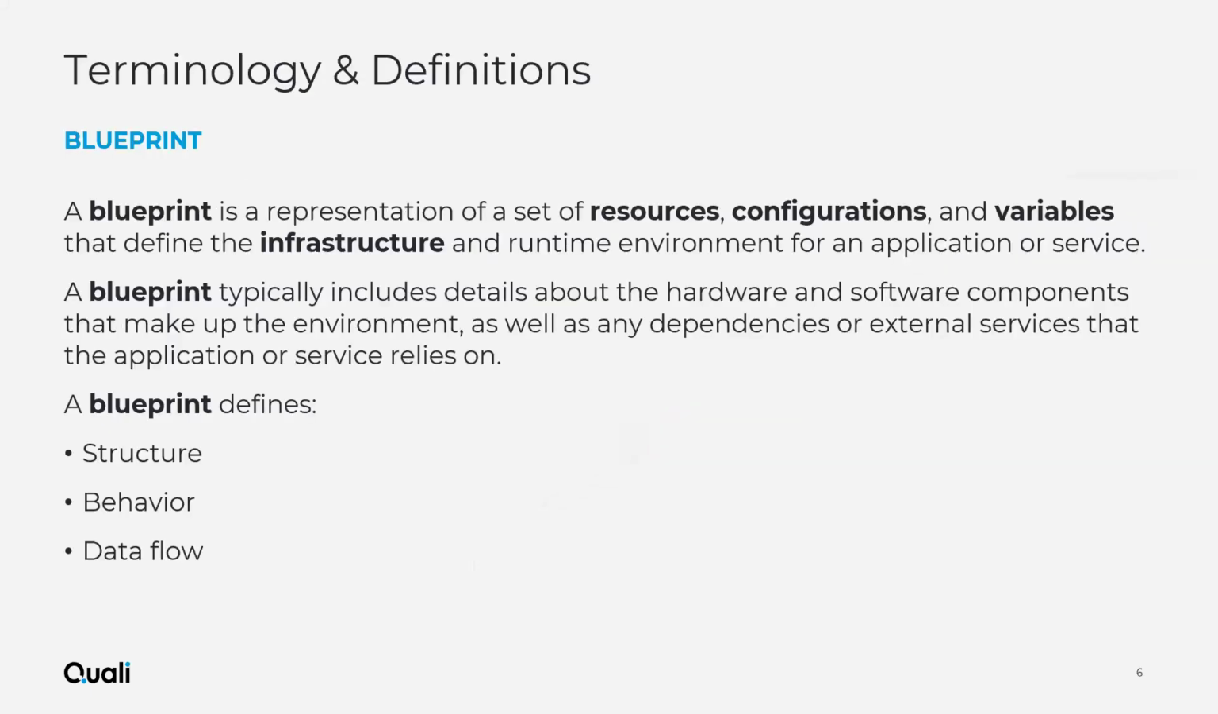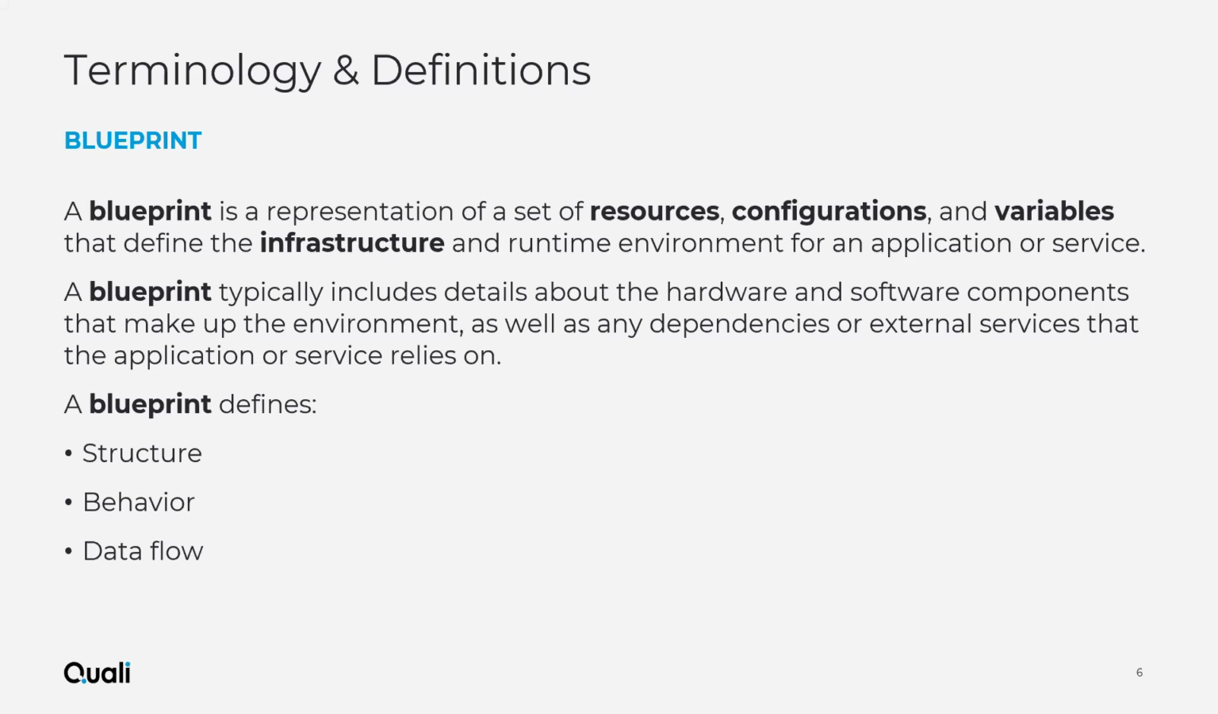Terminology. I will cover some of the basics of some entities in Torque to have a context. So, blueprint. The blueprint is a representation of a set of resources, configurations, and variables that define the infrastructure and runtime environment for an application or service. The blueprint typically includes details about the hardware and software components that make up the environment, as well as any dependencies or external services that the application or service relies on.